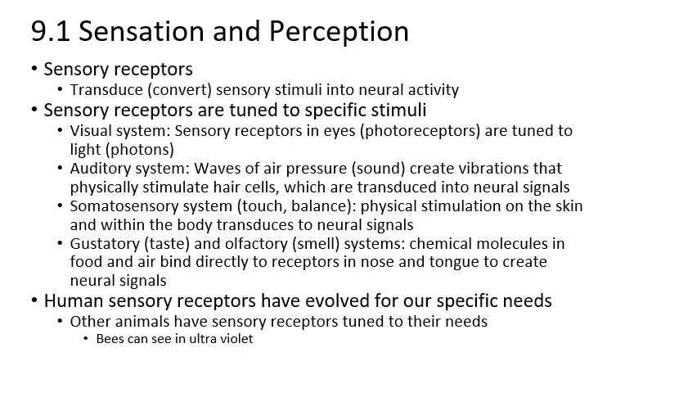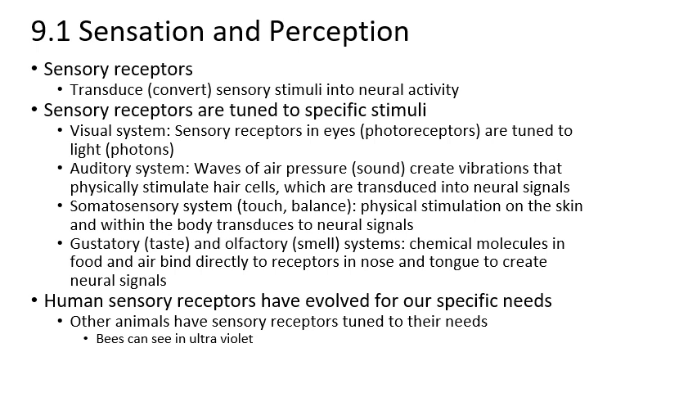So sensory receptors transduce, or convert, sensory stimuli into neural activity. And sensory receptors are tuned to specific stimuli. So the visual system is tuned to light. The sensory receptors in the eyes, which are photoreceptors, are tuned to pick up on light, right? They're not tuned to pick up on sound.